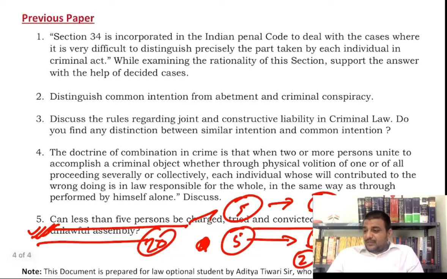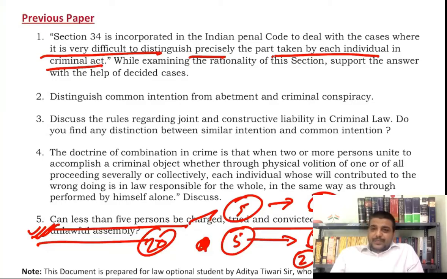Section 34 is incorporated in the IPC to deal with cases where it is very difficult to distinguish precisely the part taken by each individual in the criminal act, right? So we have made joint liability a crime, not because we wanted to, but because there might be a situation where the state could not establish who committed the crime. So in that case, what to do, right?